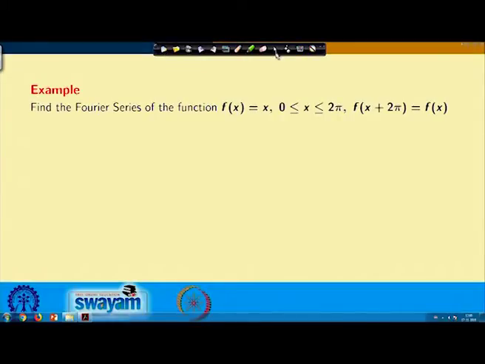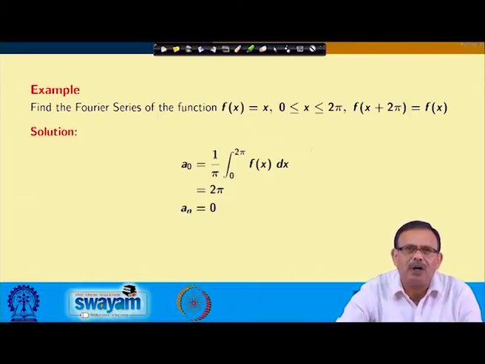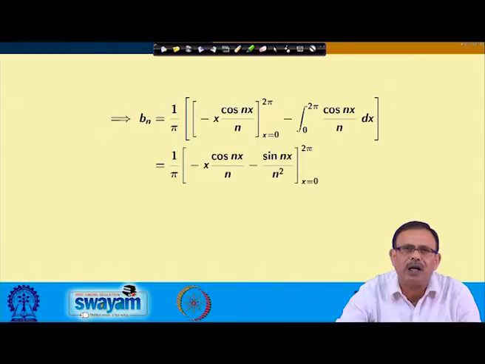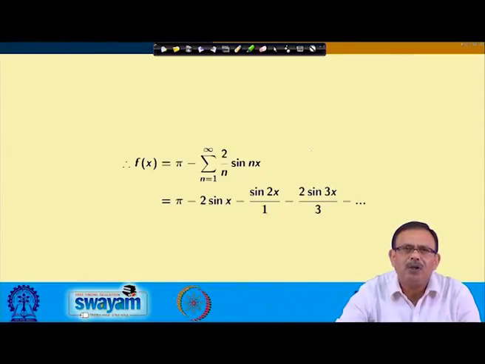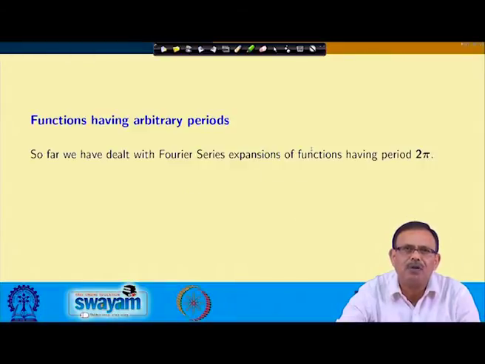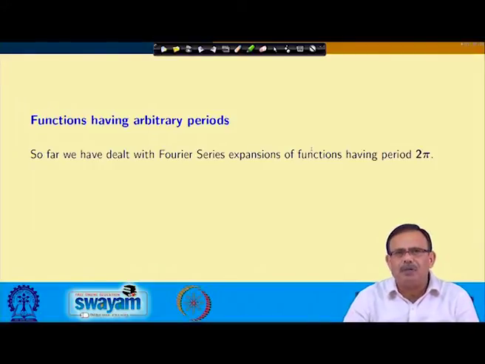So, let us see this thing. Just a naught, a n is 0, b n is this one, we calculated, and ultimately we are getting minus 2 by n. So, f(x) is pi minus twice sin x minus sin 2x by 1 minus twice sin 3x by 3, and like this it will continue. Now, functions having arbitrary period.